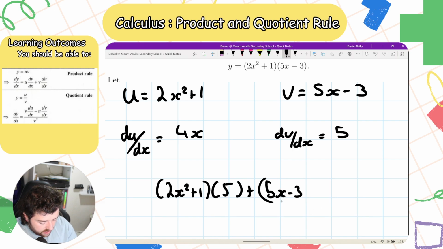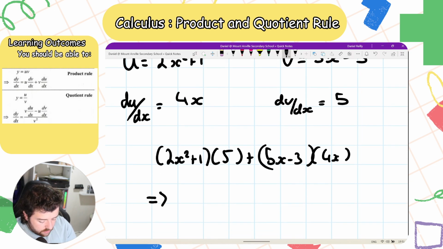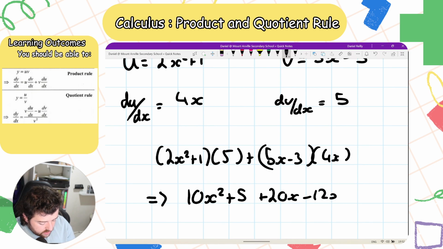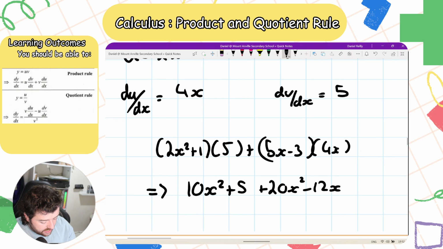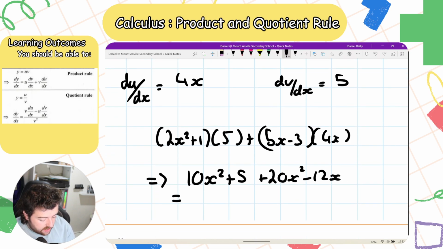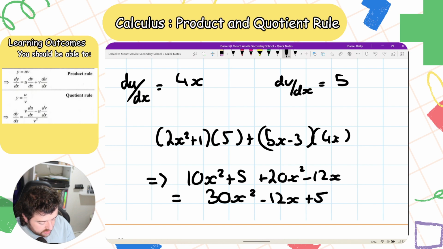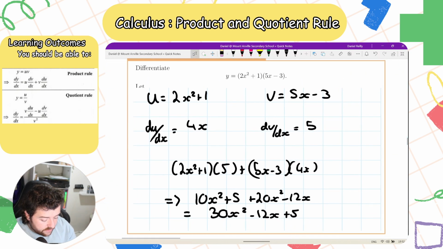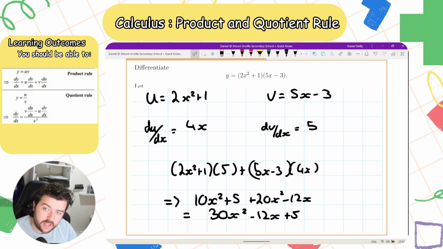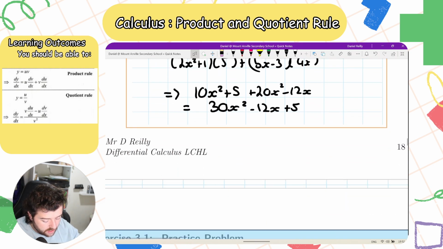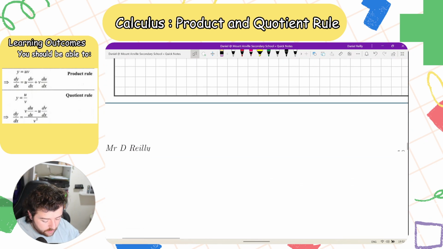(5x minus 3) times 4x, which is equal to 10x squared plus 5, plus 20x squared minus 12x. And my final answer here then is going to be 30x squared minus 12x plus 5. And that is the first derivative of this here. Right? So let's just look at some exam questions here.